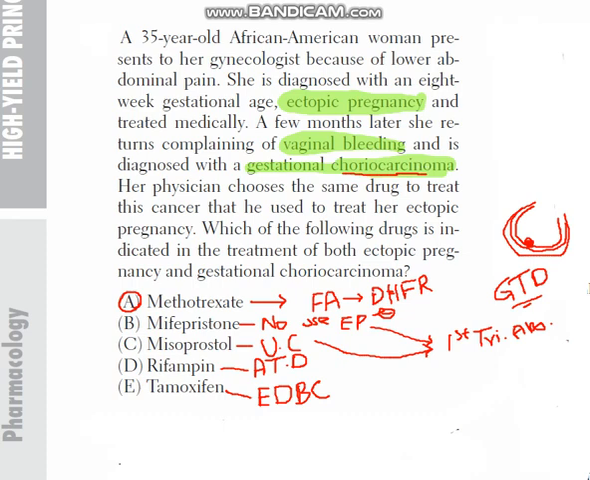So the best choice that is used in both cases, gestational trophoblastic diseases like choriocarcinoma, and also ectopic pregnancy, is methotrexate. Thank you.